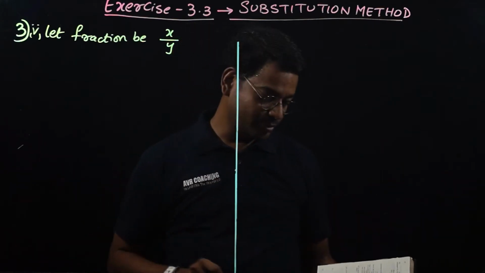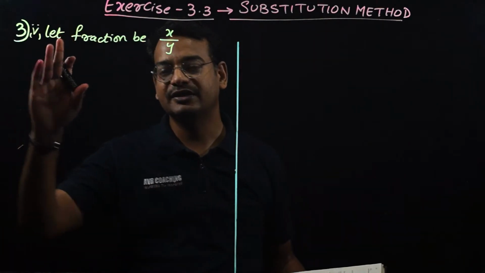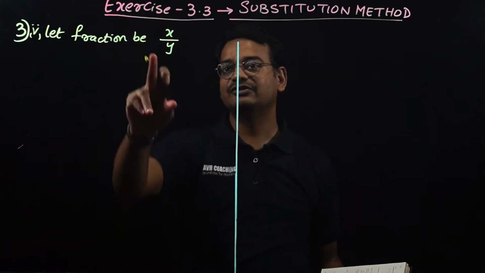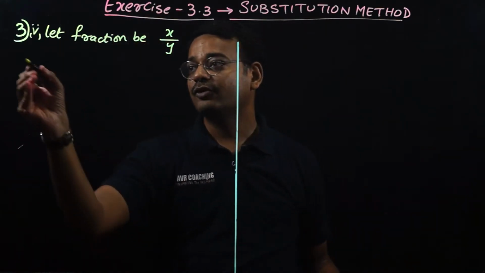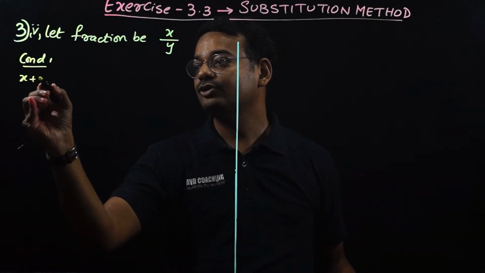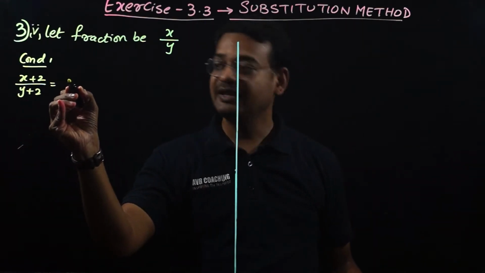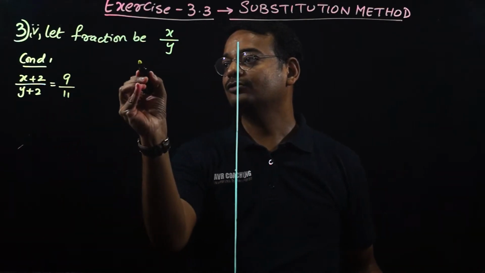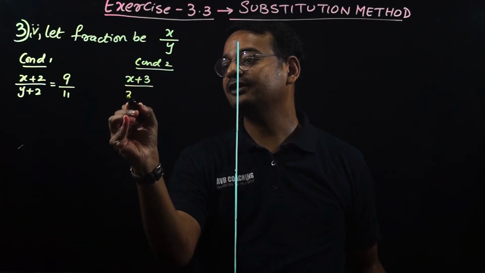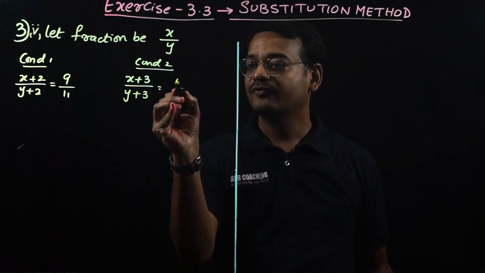Coming to the problem, we have to find the numerator and denominator. So instead of writing let numerator equal to x and let denominator equal to y separately, I am going to write let the fraction be x by y, which involves the numerator and denominator. Now for condition 1, if 2 is added to the numerator and 2 is added to the denominator, the fraction will be 9 by 11. For condition 2, I am adding 3 to the numerator and also 3 to the denominator, then the fraction will be 5 by 6.